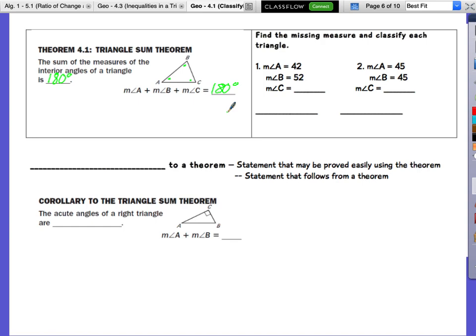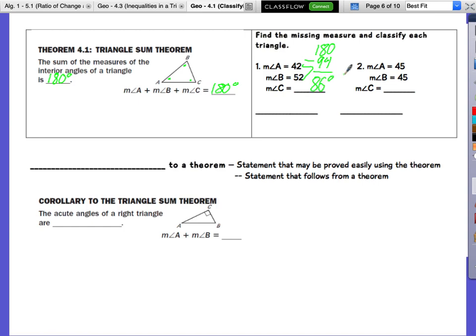Okay. So on these, you need to find the missing measure and classify each triangle. If we have 2 angles, how could we find our 3rd one? Gracie. Add 42 and 52 and then subtract it from 180. Great. What is 42 plus 52? 94. Okay. Now we need to do 180 minus 94. It's 86. It is 86 degrees.